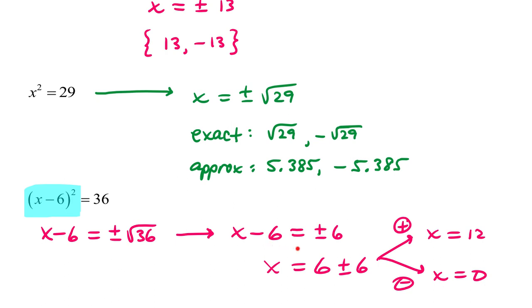Let's solve for x. Bring a 6 over. It'll go from negative to positive. And then we'll add 6 and take away 6 due to the plus minus sign. When we add, 6 plus 6 is 12. When we subtract, 6 minus 6 is 0. 12 and 0 are the solutions to that equation.